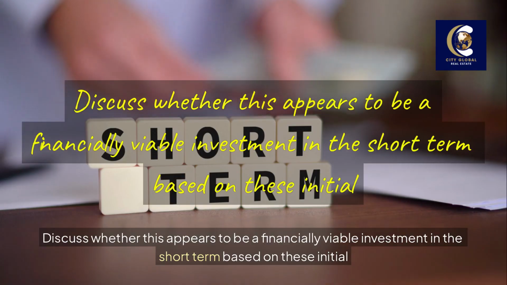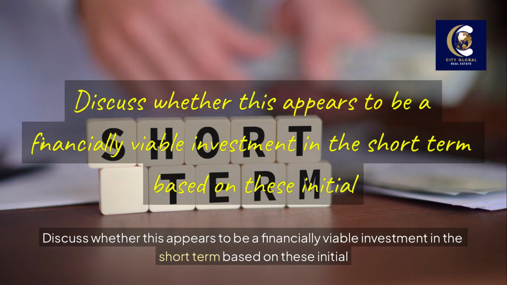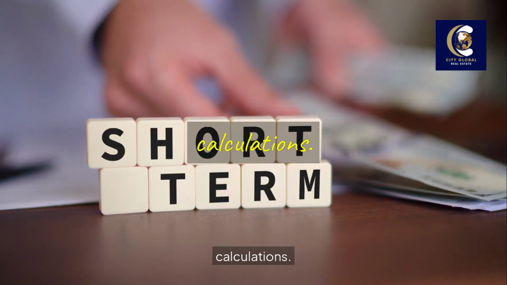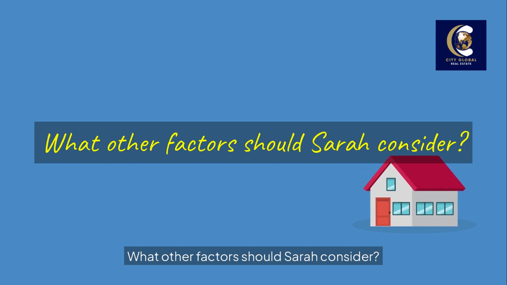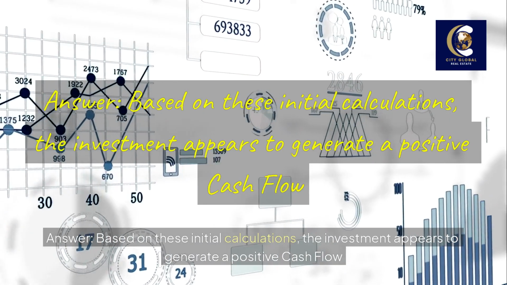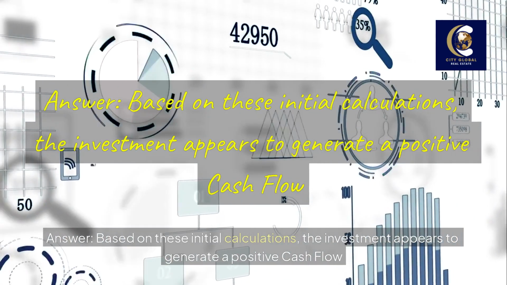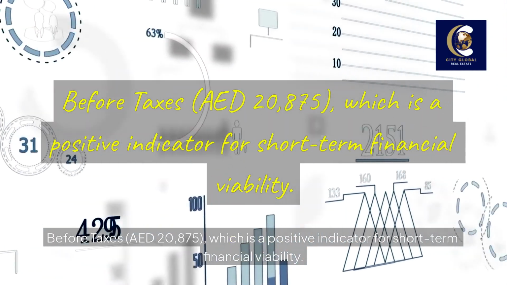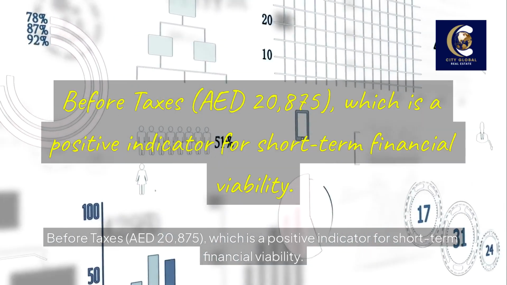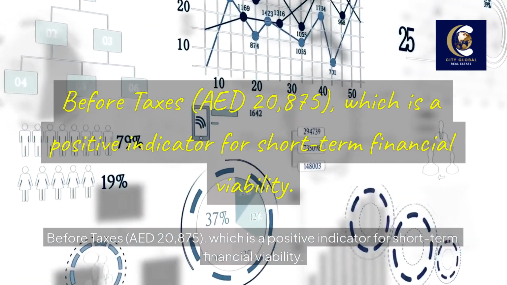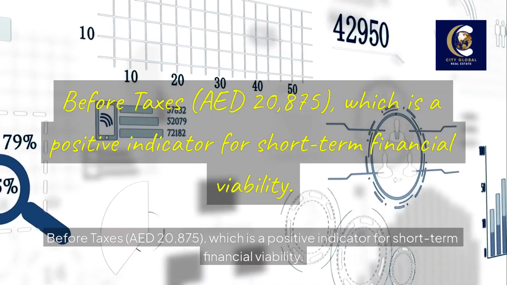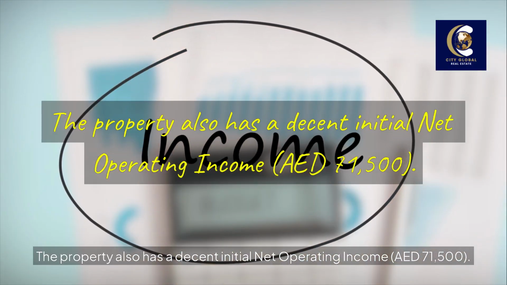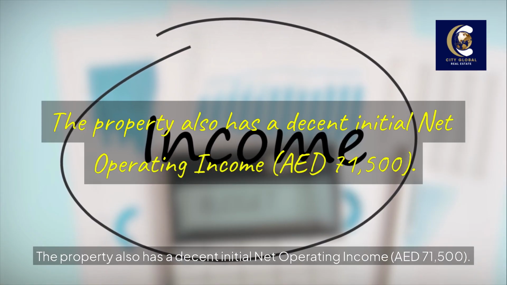6. Discuss whether this appears to be a financially viable investment in the short term based on these initial calculations. What other factors should Sarah consider? Answer: based on these initial calculations, the investment appears to generate a positive cash flow before taxes, AED 20,875, which is a positive indicator for short-term financial viability. The property also has a decent initial net operating income, AED 71,500.